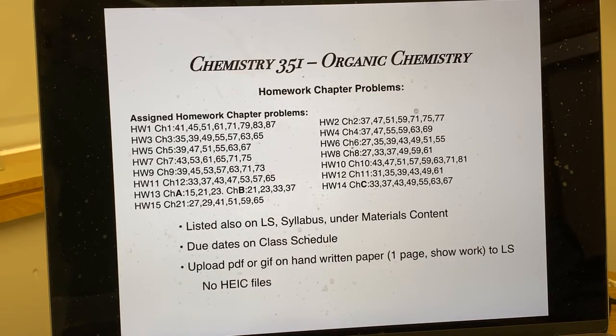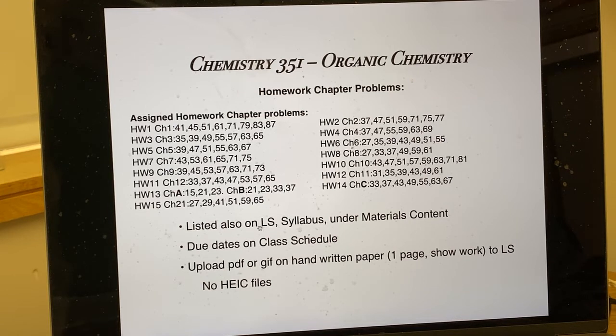Organic chemistry. So here are the homework problems that are actually assigned. Homework problem 1 is for chapter 1, and it's 41, 45, etc. Those are the assigned ones. You have to show your work for that. Don't just copy down the solution manual. It's not just busy work. Make sure you show your work and understand those problems, and then upload that file to Learning Suite by the assigned time. So you see there, all the chapters are listed there.